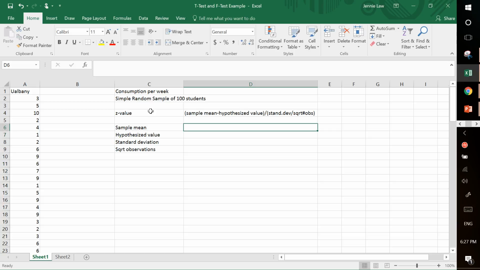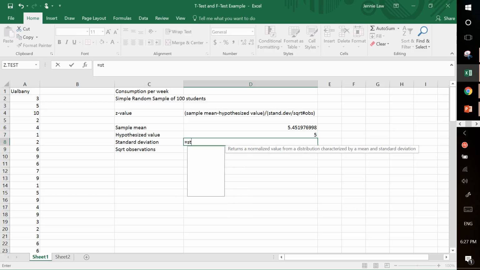So our sample mean we can get very easily by using our Excel command average and selecting our data. Our hypothesized value is 5. I gave that in the null hypothesis that UAlbany students drink 5 alcoholic beverages a week. And the standard deviation, we can just use standard deviation dot s. Now here, I'm using .s instead of .p because we were working with samples instead of populations. And to this point, we've used standard deviation .p to calculate the standard deviation of our populations.